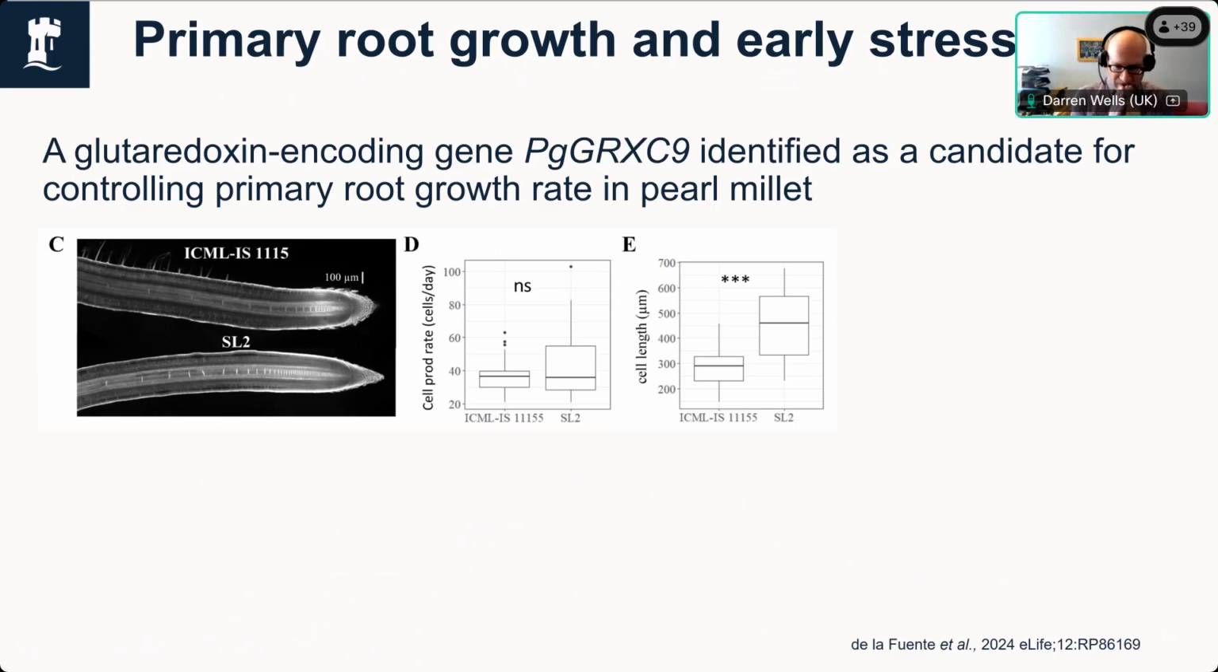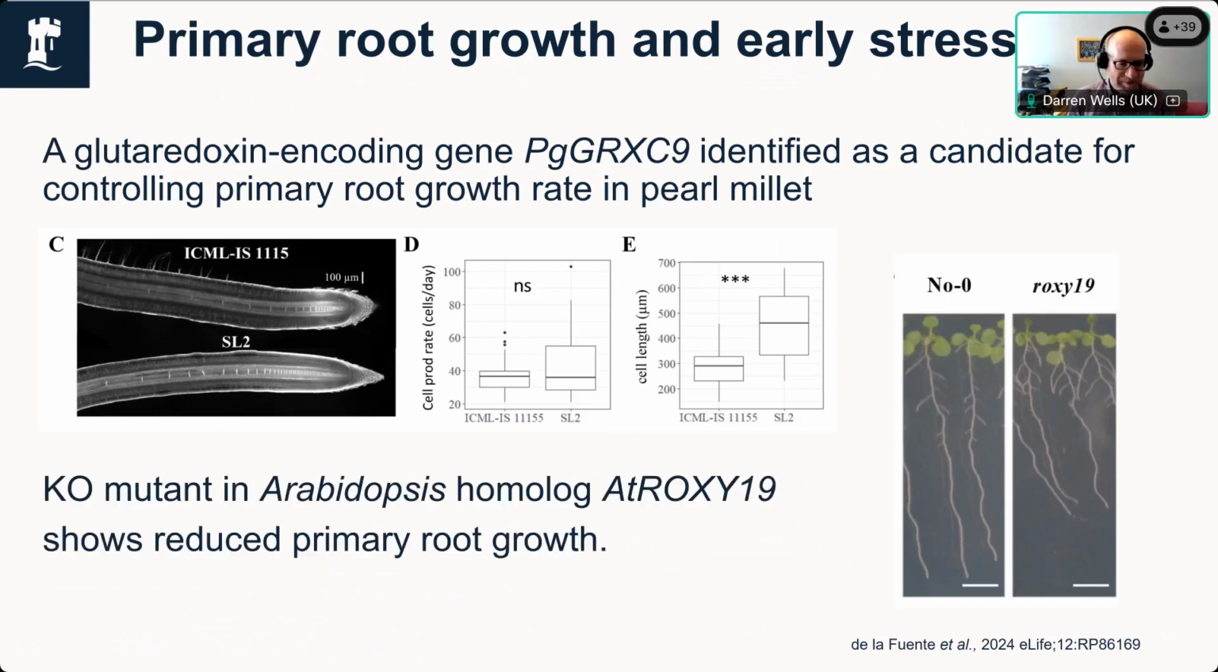We can't yet do functional genetics in millet. Groups are working on it, but we haven't got that technology. But we can, of course, go back to Arabidopsis, and the Arabidopsis homologue of GRX-C9, knock it out, you get a reduced primary root growth. And again, you see exactly the same thing. It's affecting cell length, not cell production rate. So we have good evidence that we have the genetic control in millet for primary root length, and it's this glutaredoxin gene.